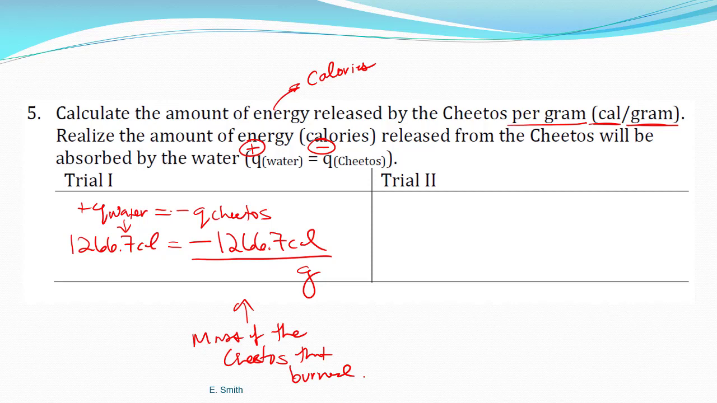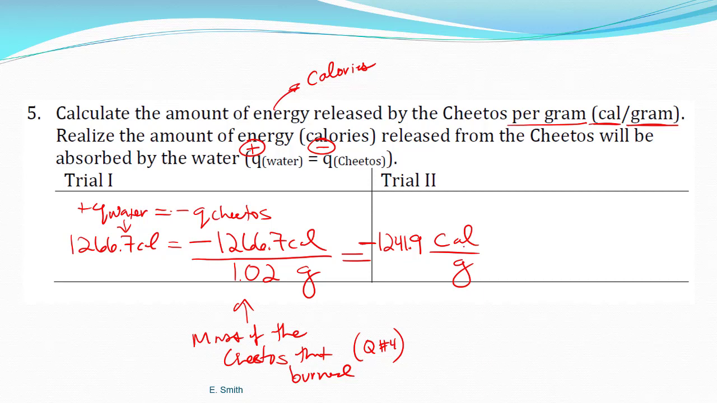That value is my answer from question number 4, which came out to be 1.02 grams. So then I divide these two values to get my answer in calories per gram. I end up with a negative value. Everyone should end up with a negative value, and your value will be different than mine, but it should be negative. I ended up with 1,241.9 calories per gram. That means that the Cheeto released 1,241.9 calories for every 1 gram of Cheeto.